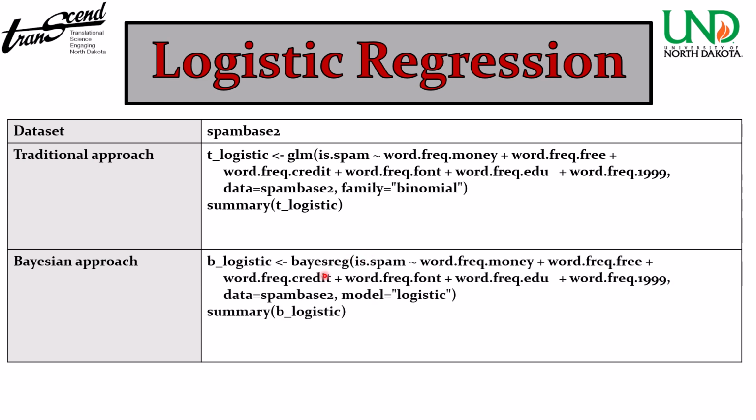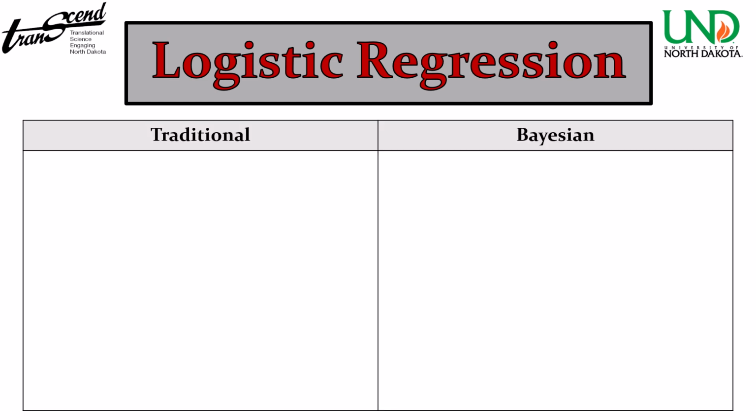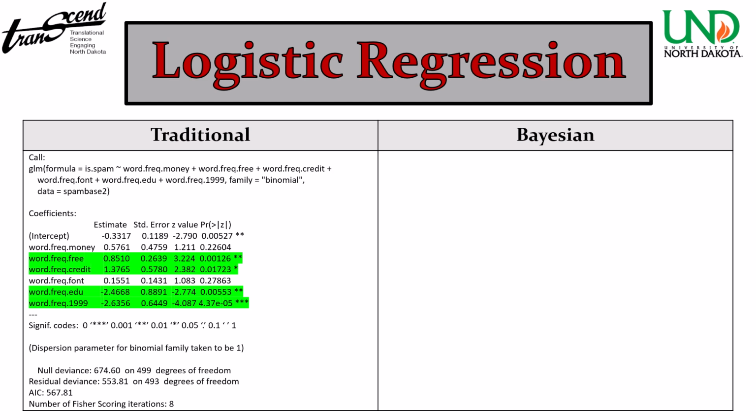Bayesian is very similar. You can use Bayes reg, and instead of family, it's model. You need to say model as logistic. So with the traditional one here, we saw that free, credit, education, and 1999 were significant. Free and credit were positive, so they significantly positively predicted whether it's spam or not, whereas education and 1999 negatively predicted. So the more likely there is edu in an email, the less likely it was actually spam, which would make sense. But the more likely it said credit in there, the more likely it was spam.